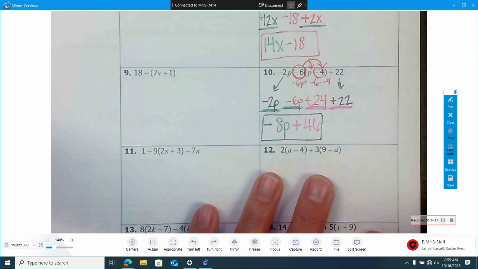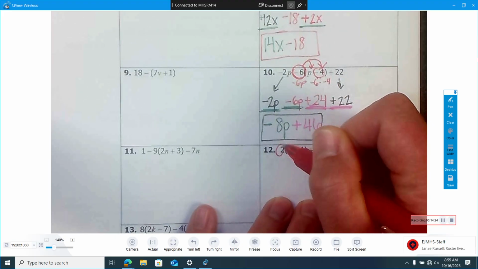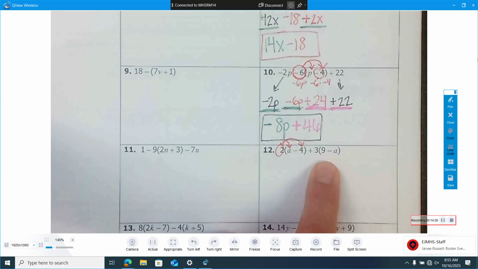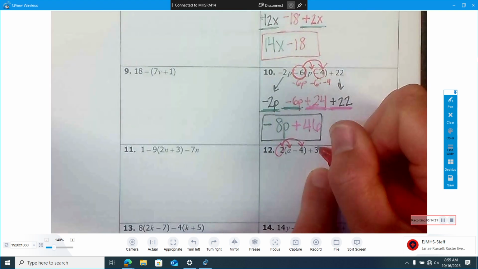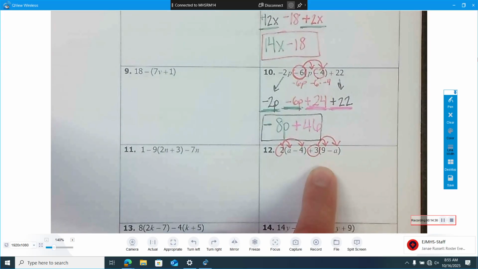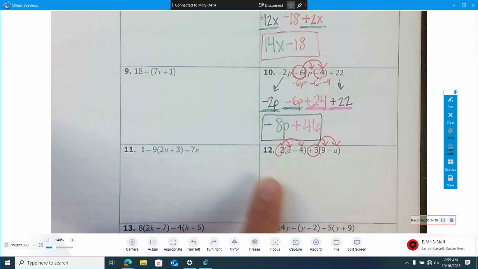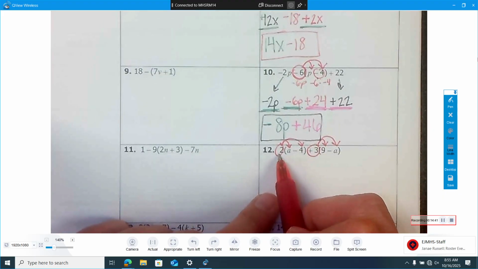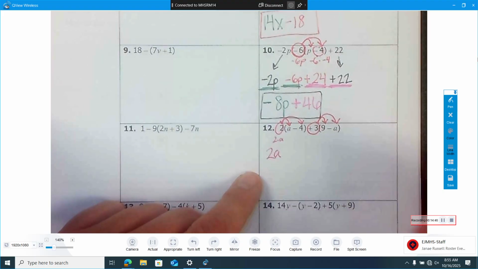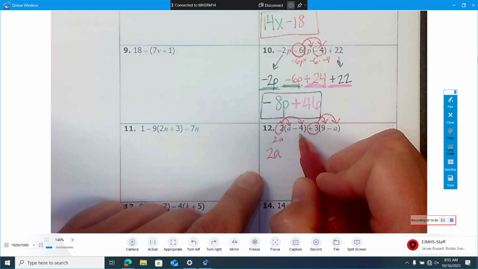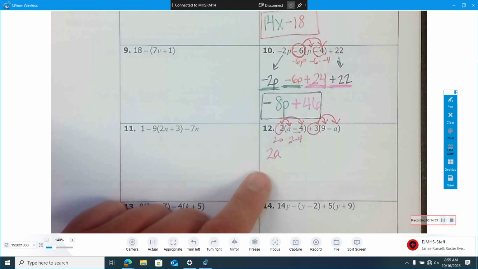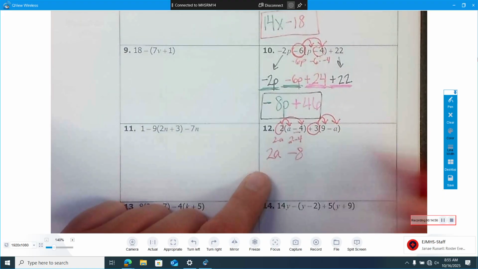Double distribute, yeah. So we're going to distribute the 2 to both things in the parentheses, but we also have another thing to distribute. So we also need to distribute that positive 3 to both things inside the next set of parentheses. All right, well, that's pretty cool. Let's see. What's 2 times a? 2a. Then we have 2 times what? Negative 4. 2 times negative 4. What's 2 times negative 4? Negative 8. Beautiful.